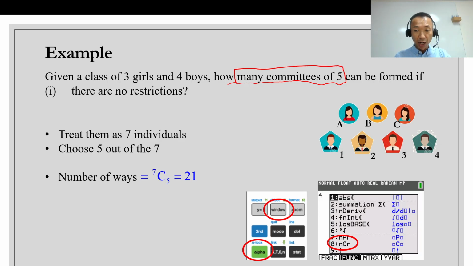Just a quick recap on which function you use. You just press alpha window to bring up this menu, and then the nCr function. The C is here. So you press 7 first, followed by this, followed by 5. Then you will get 21. Of course, alternatively, you can use a scientific calculator. Okay, first part is easy. Let's get it out of the way.